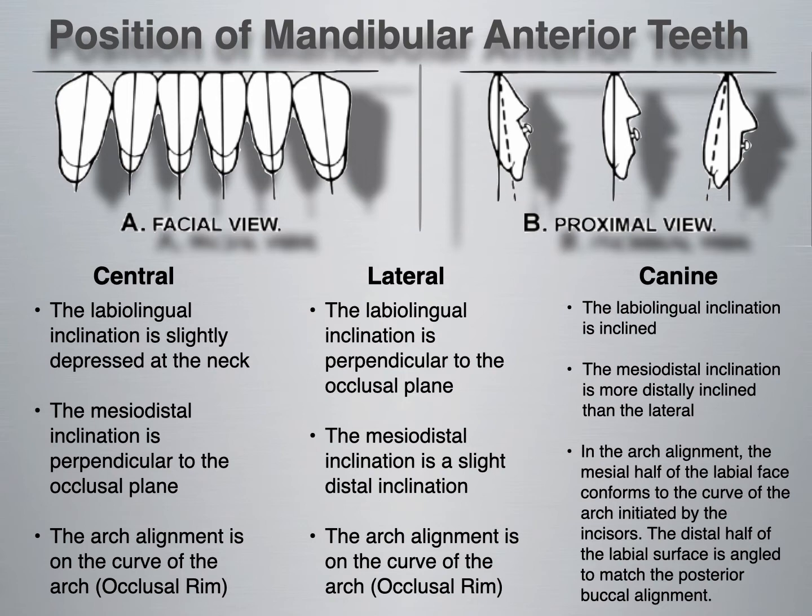To begin, when we talk about the position of the mandibular anterior teeth, let's first talk about the central. The labial-lingual inclination is slightly depressed at the neck. The mesial distal inclination is perpendicular to the occlusal plane, and the arch alignment is on the curve of the arch of the occlusion rim.